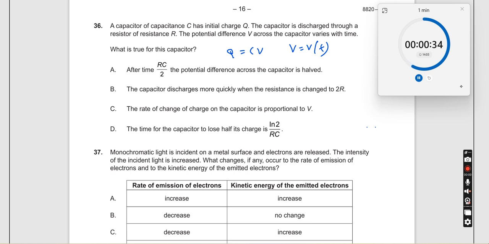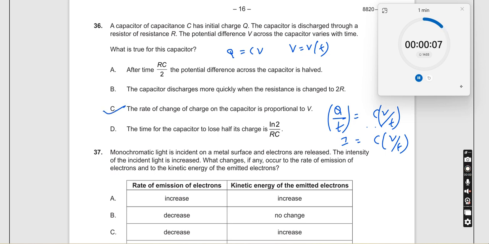Now what we do, when you say it's a function of time, is we'll write this as Q by T. If I divide this by T, I will divide CV by T over here, which is nothing but I is equal to C into V by T. Now if you see option 3, it says rate of change of charge is proportional to V, which is seen to be a right answer. So therefore I can say C is the right answer. But how do I know that this is the right answer? Because I have already worked it out.